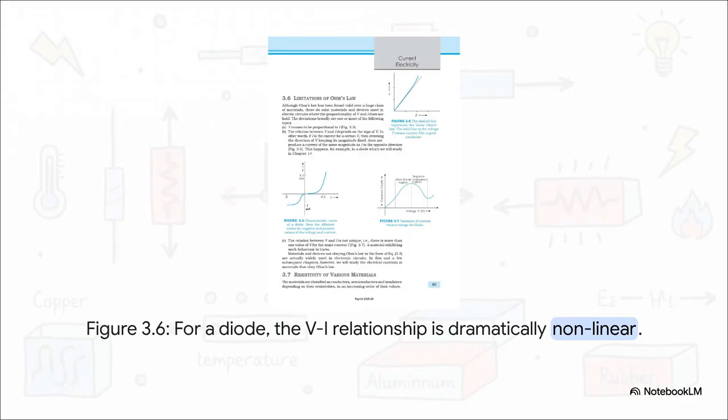Whoa, take a look at this. This curve shows what happens in a semiconductor diode. It is anything but a straight line. If you apply a little bit of positive voltage, the current just shoots up exponentially. But, and this is the key part, if you reverse the voltage and make it negative, basically nothing happens. Almost no current flows at all. It's like a one-way street for electricity. This isn't just bending the rules of Ohm's law, it's completely rewriting them.